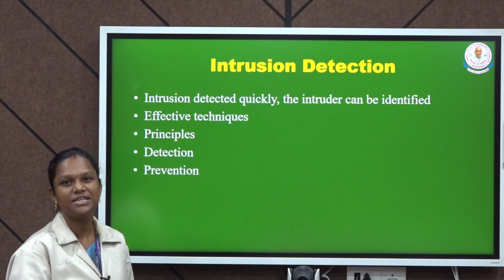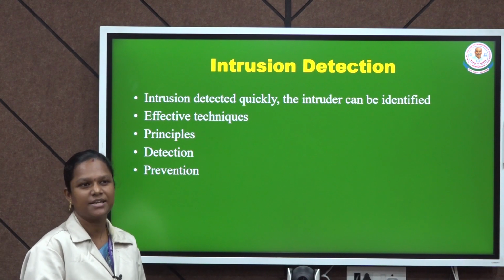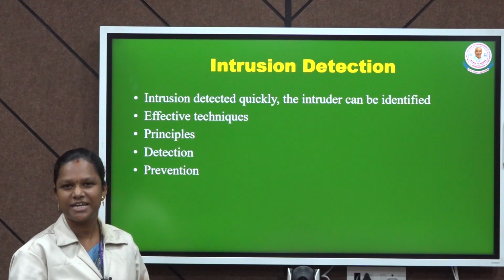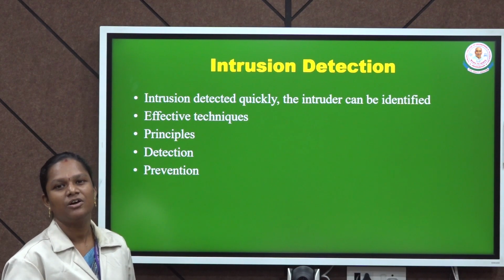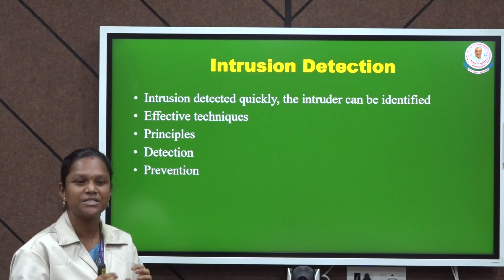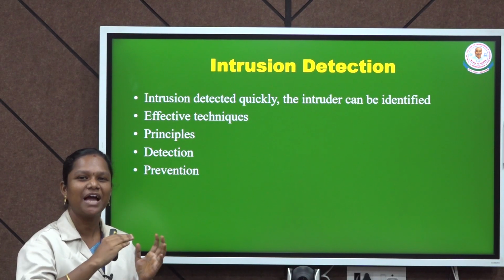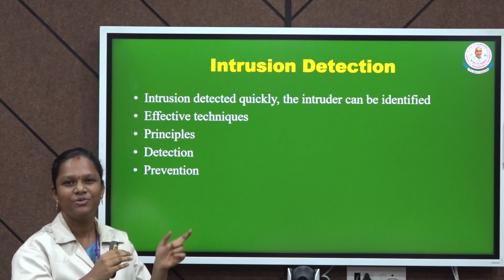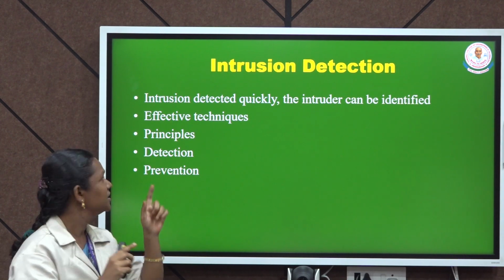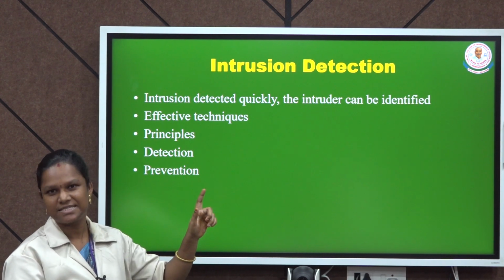Next one, intrusion detection system. Intrusion techniques are basically two: intrusion detection and intrusion prevention. What is an intrusion detection system? First, the intruder must be identified. After the identification, we have to eject the intruder from the system before any damage can be done. This is called the intrusion detection system.